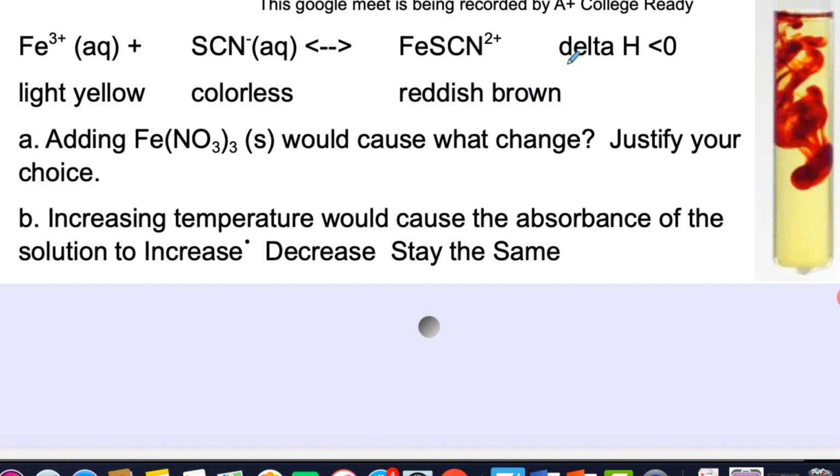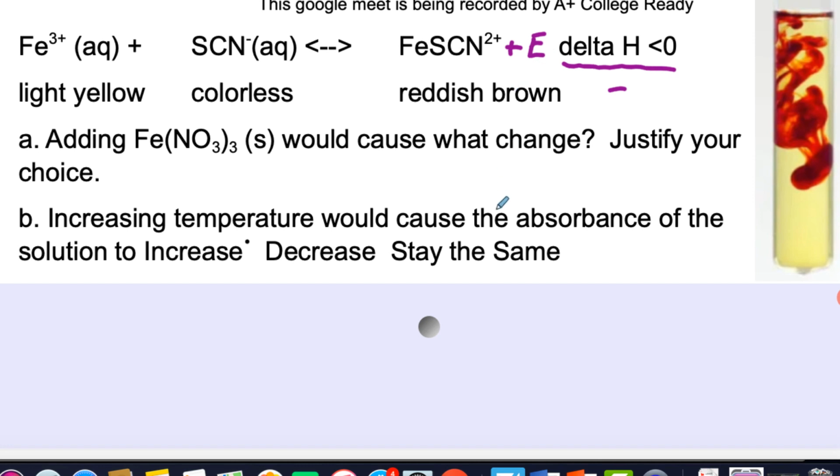If you look at the equation, delta H here is less than 0, which means it's a negative delta H. Negative delta H means that it is exothermic. So that means when the reaction happens, we're going to create energy in the form of heat. So that means energy is a product because delta H is negative.